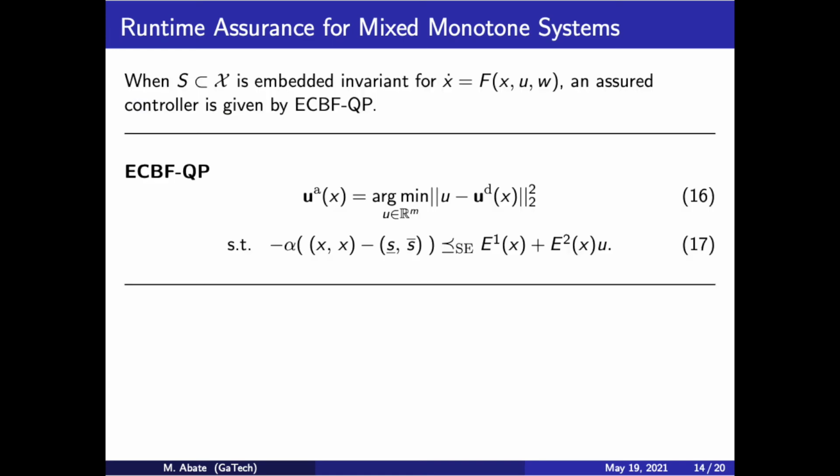This runtime assurance mechanism is constructed using equations 16 and 17. When your safe set S is embedded invariant for your initial dynamics, an assured controller is given by this ECB-FQP, 16 and 17. It's a quadratic program with 2n linear constraints, so it's a finite number and linear with the dimension of your state space. And this assured controller will render S robustly forward invariant regardless of the desired input policy chosen. So when provided a desired controller that is perhaps unsafe, you can use this ECB-FQP to filter that desired control action to arrive at an assured control action that guarantees system safety.